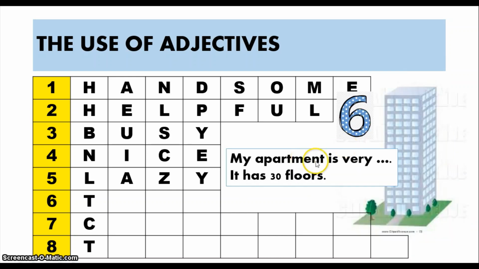The next one, number 6. My apartment is very blah blah blah. It has 30 floors. It will start with the letter T. Look at the building. Correct. So the answer is tall. My apartment is very tall.